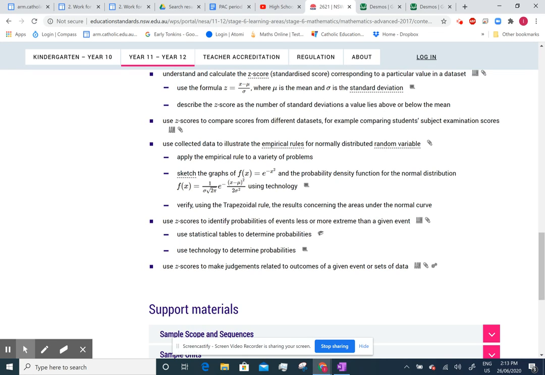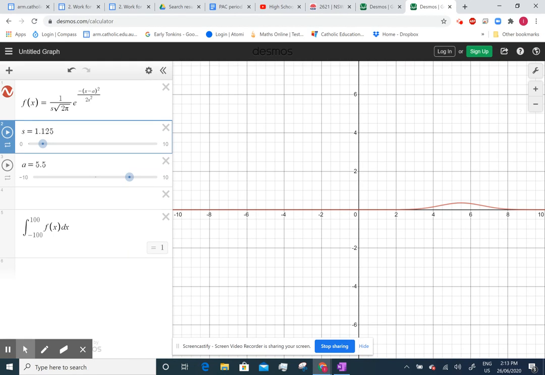We've got to do some other stuff with that. So see this one here, f of x equals 1 over sigma, that's a symbol for the standard deviation, times the square root of 2 pi, e to the power of negative (x minus the mean) all squared over 2 times the standard deviation squared. Well, I did it.